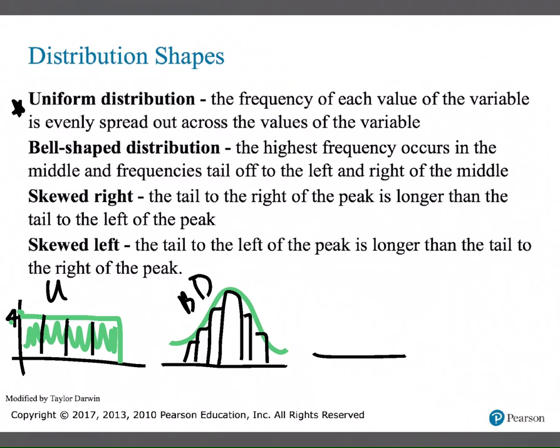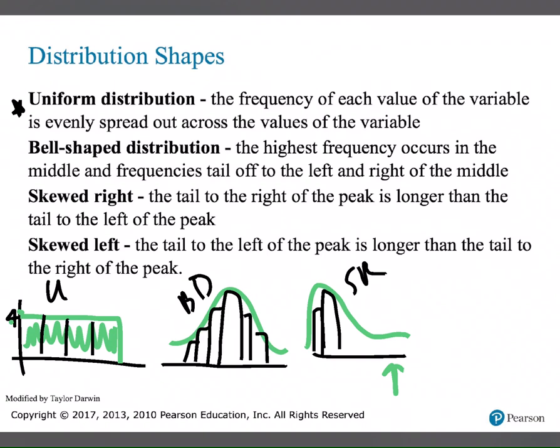Then we've got something called skewed right. I think of skewed right as it looks like, I'm going to redo that. It says the tail is to the right of the peak. The tail to the right is longer than the tail to the left, and the bulk of your data is to the left. So that's skewed right. I think of that as it looks like your right foot, where your biggest toe is the tallest, and then it goes down.